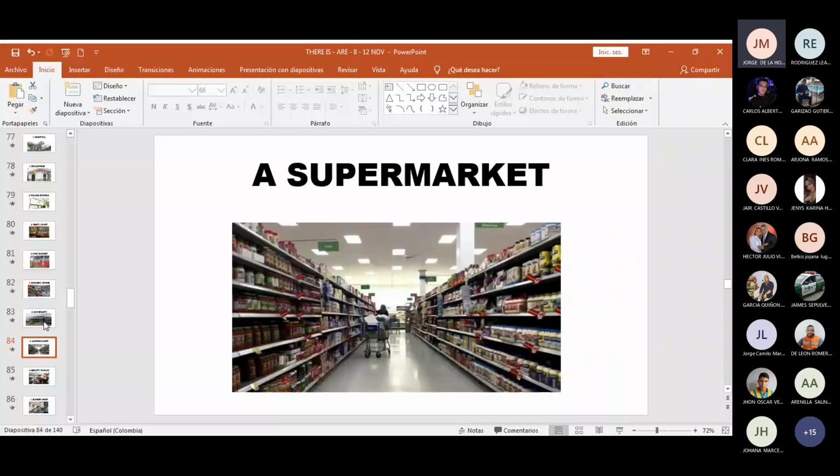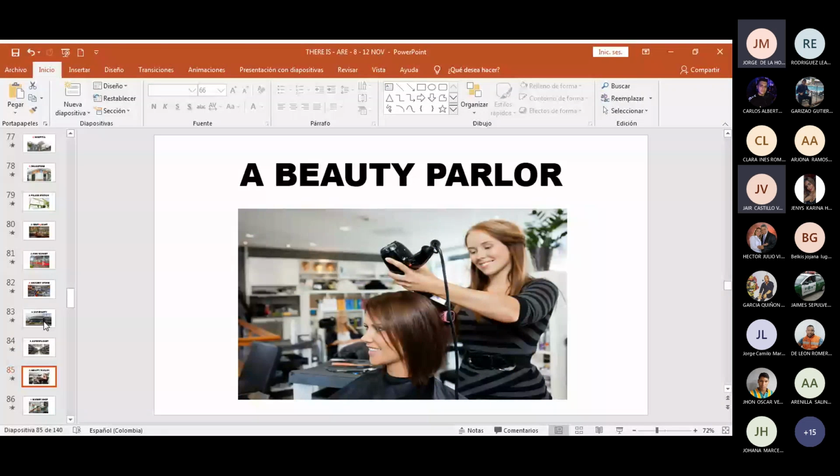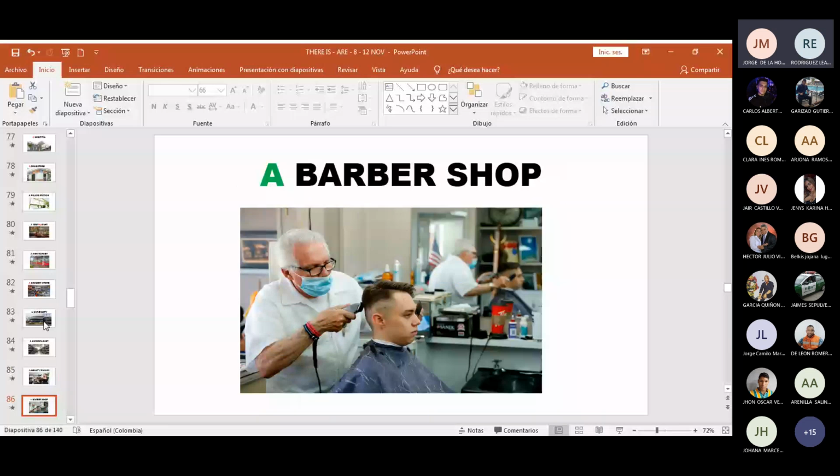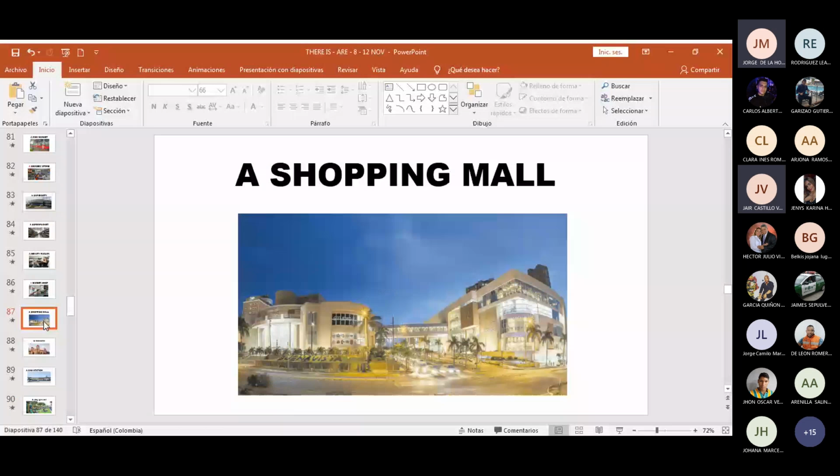¿Y salón de belleza para mujeres in English? Beauty parlor. A beauty parlor. Yes. How do you say hay una barbería in English? Barber shop. There is a barber shop or there is one barber shop. How do you say centro comercial in English? Shopping mall. Very good. Yes. How do you say hay un centro comercial? There is a shopping mall. Very good.